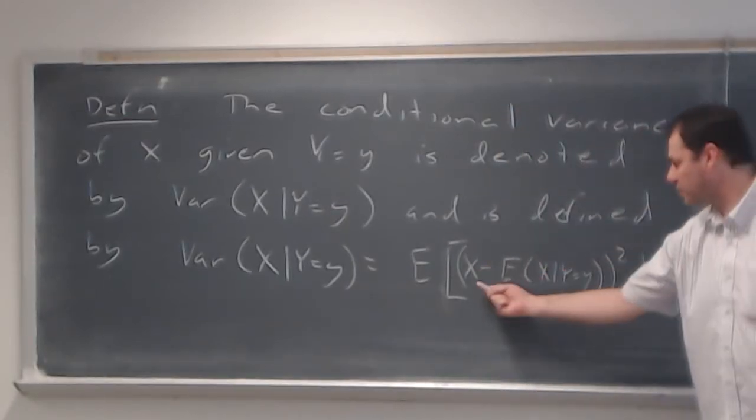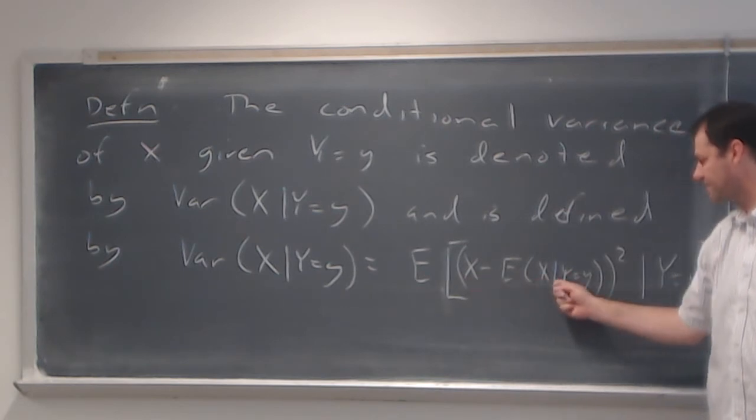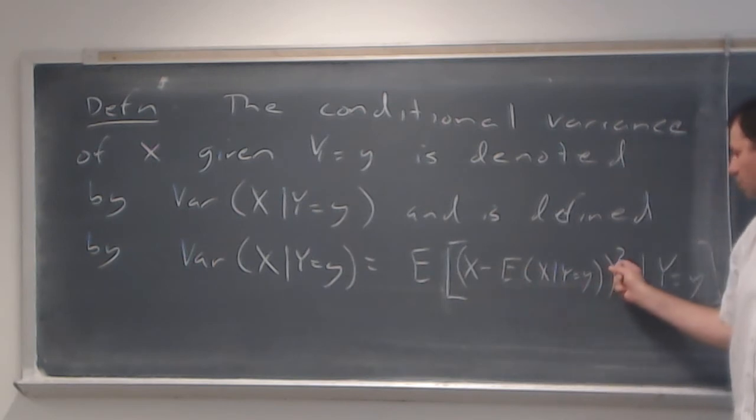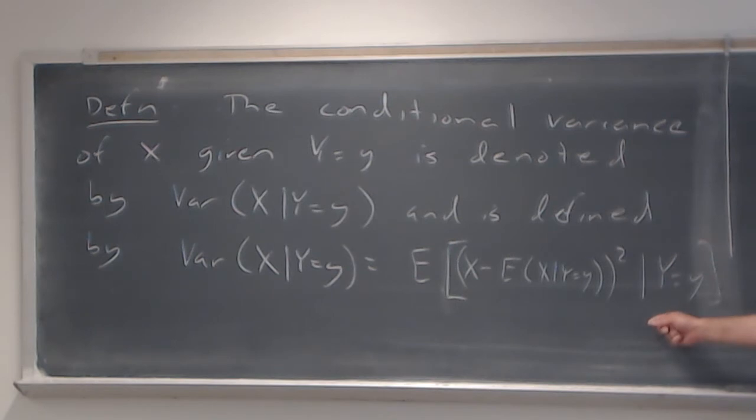So it's the expected value of the quantity x minus the conditional expected value of x given y. Whatever that is, you square it. That's a random variable. And then you take the conditional expectation of that, given y equal to y. That's its definition.